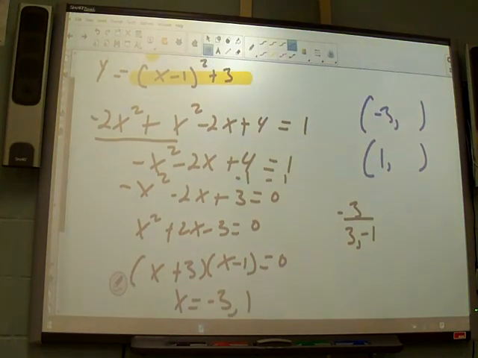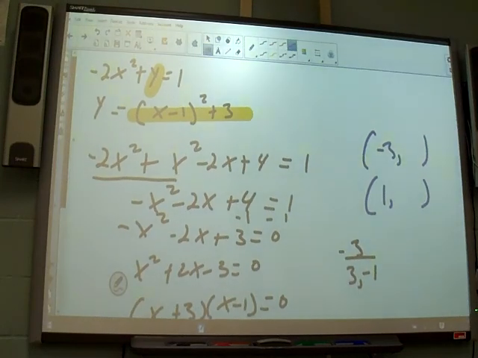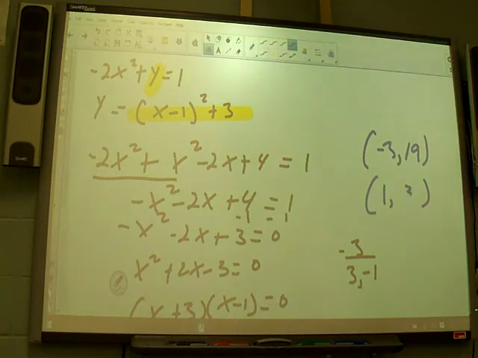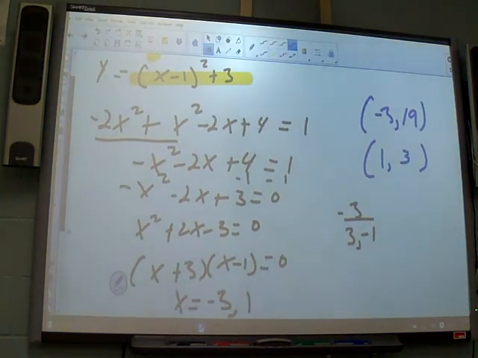Alright, so I'm going to scroll back up here. Doesn't matter which one you plug it in. I'm just going to plug it in this bottom one since it's already got the y by itself. So negative 3 minus 1 is negative 4. Negative 4 squared is 16. 16 plus 3 is 19. So there's one of my ordered pairs. Now I'm going to plug the 1 in. 1 minus 1 is 0. 0 squared is 0. 0 plus 3 is 3. So there's your two answers.